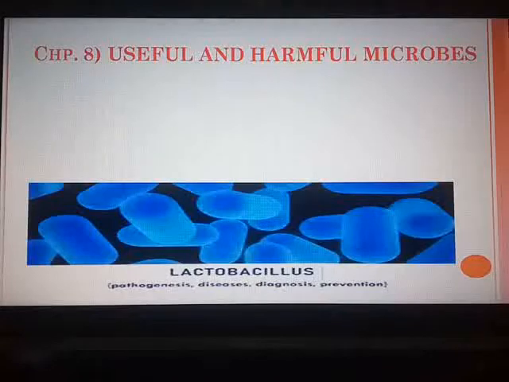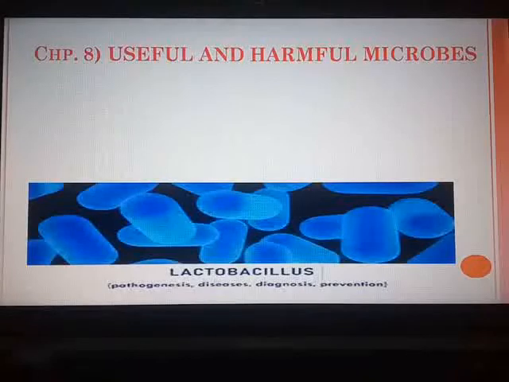Then which are the different useful microbes and what do they do? So some microbes, they are used in the production of different antibiotics. Now harmful microbes, they cause the diseases, whereas useful microbes, they are used in the preparation of different antibiotics which are used to cure the diseases.